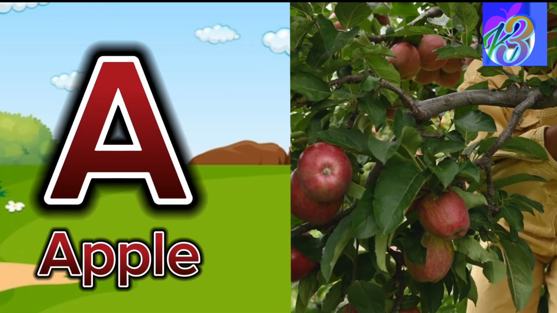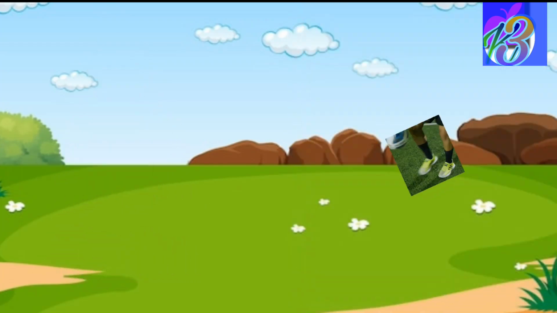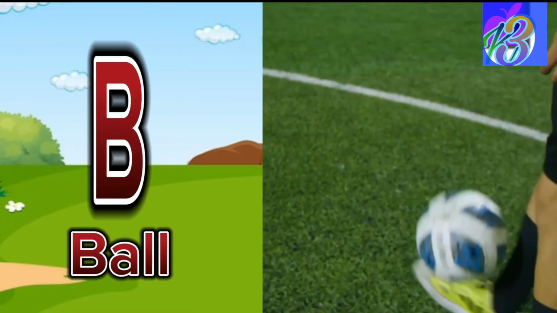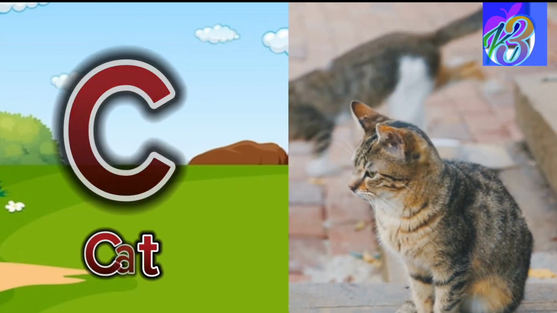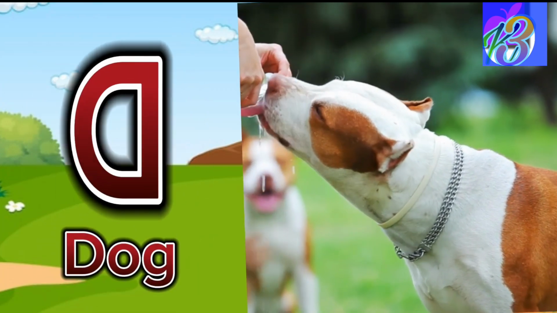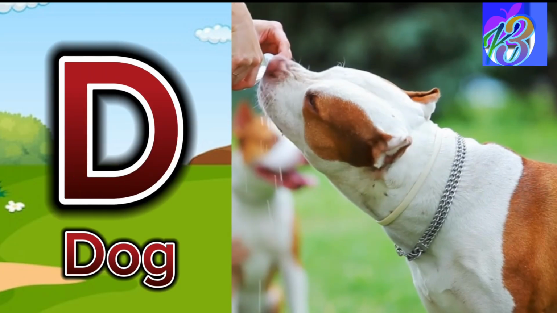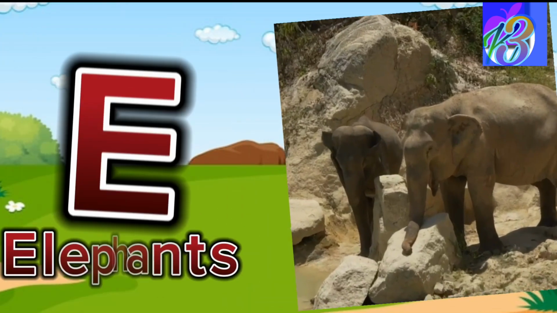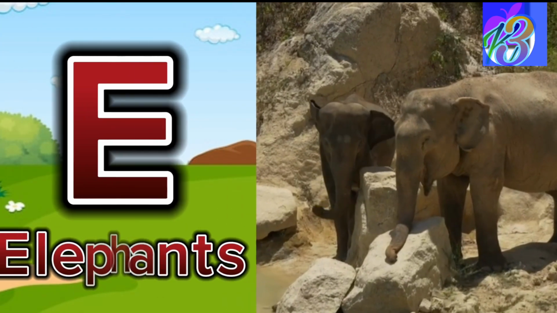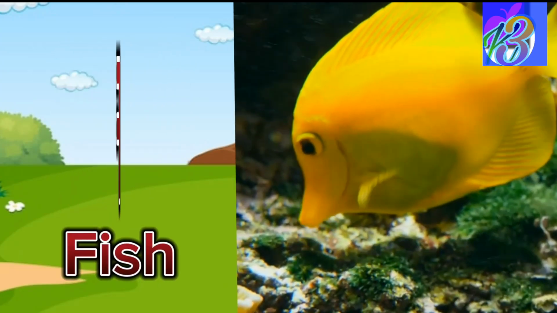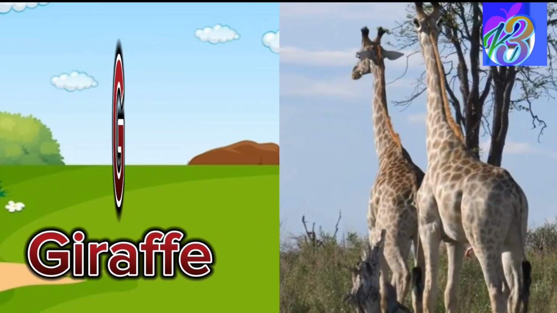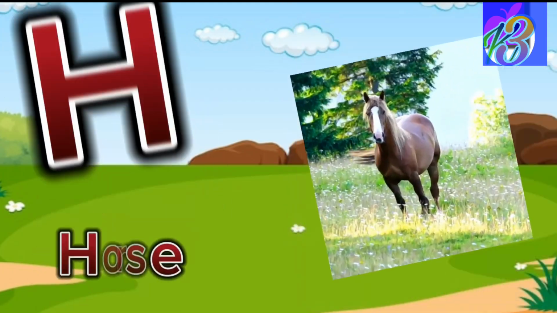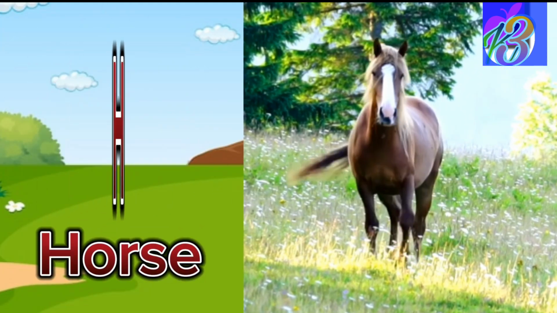A is for apple, juicy and red. B is for ball, bounce high overhead. C is for cat, who purrs when she's glad. D is for dog, a loyal comrade. E is for elephant, big and gray. F is for fish, swimming all day. G is for giraffe, with a neck so long. H is for horse, strong and strong.